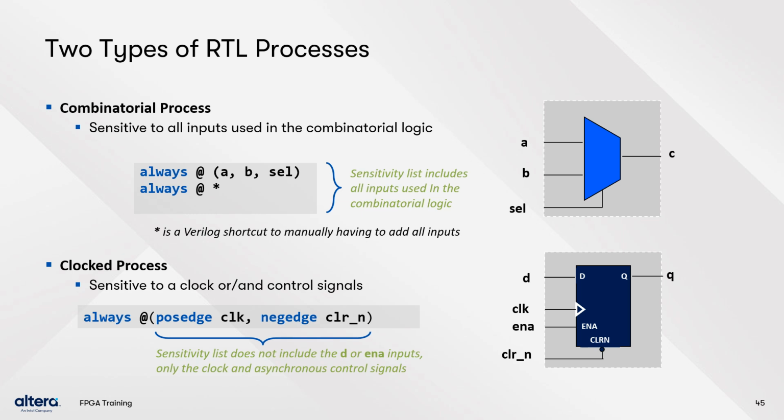We can use the sensitivity list to infer either combinatorial processes or clocked processes. A combinatorial process is sensitive to all inputs used in the combinatorial logic. You may choose to use asterisks as a shorthand for all signals. A clocked process, on the other hand, is sensitive to only a clock and any asynchronous control signals.